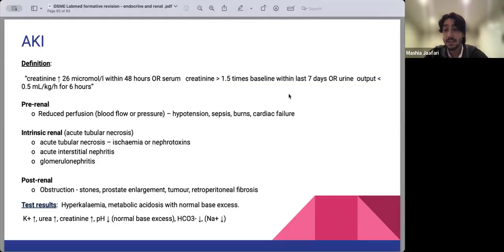Acute interstitial nephritis is typically caused by NSAIDs, and you get inflammation in the kidney parenchyma, so not in the tubules, but around the tubules. Or it can be a glomerulonephritis, which we'll discuss.